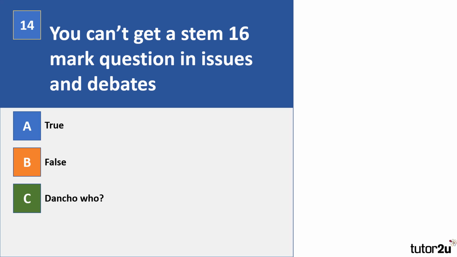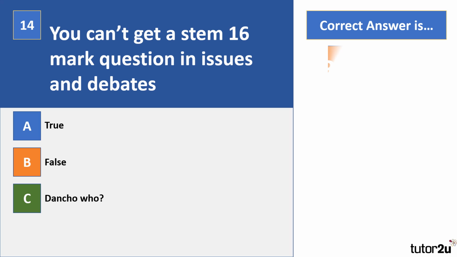14. You can't get a 16-mark question in issues and debates or a STEM 16-mark question. A, true, B, false, or C, Dancho who? Okay, correct answer there is B. Kudos if you got the Dancho reference as well. That was from 2017, a lovely 6-mark question about a fella called Dancho and reference to determinism.